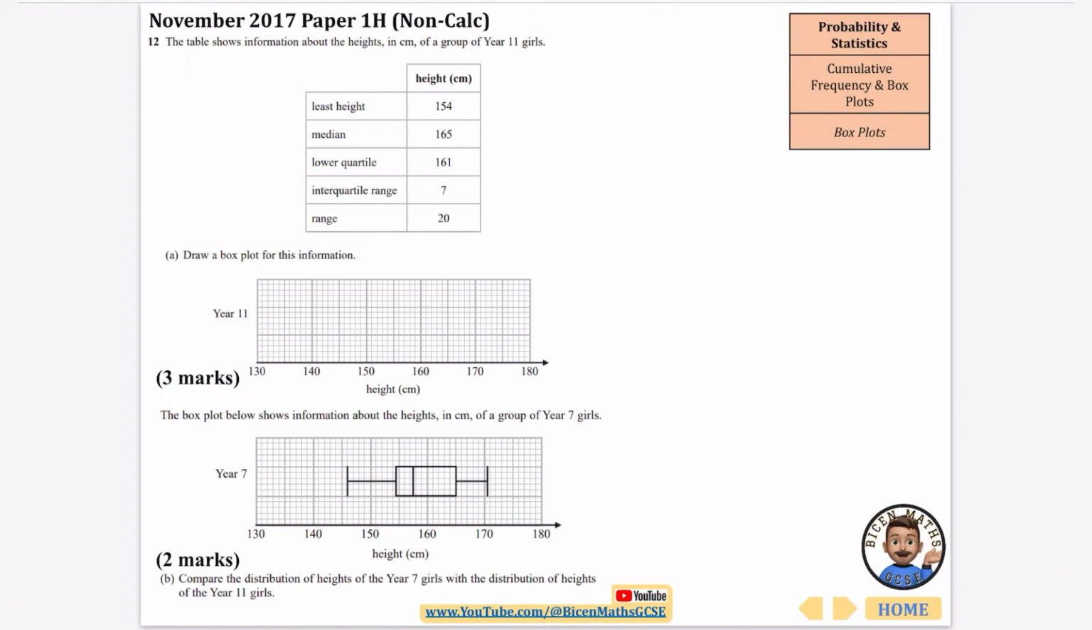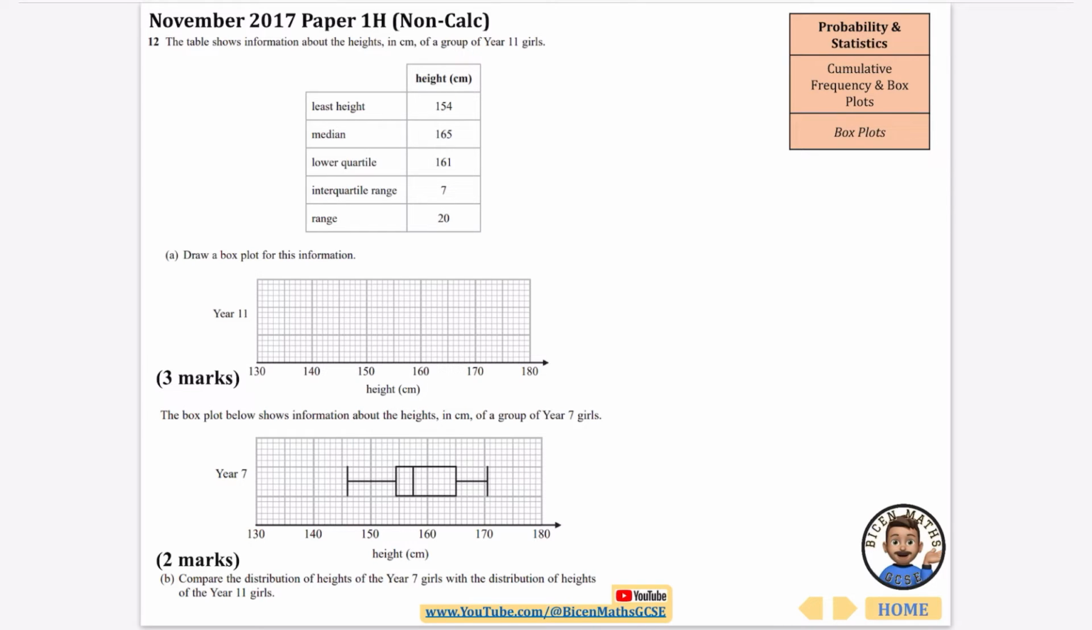Okay, this time we've been given the least height, the median, the lower quartile, but not the upper quartile. We've been given the interquartile range, and these are about some heights of some year 11 girls. They've also told us the range as well, so they haven't told us the upper quartile or the highest value. So we want to draw a box plot for this. Well, I'll start off doing the values that we know about.